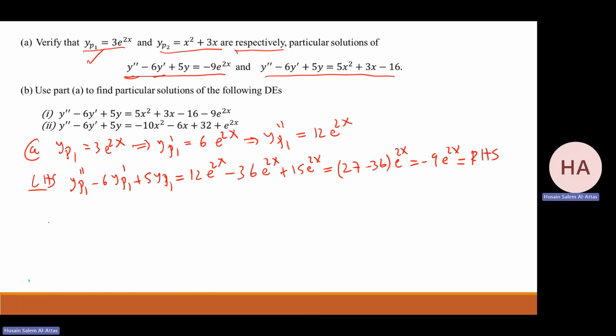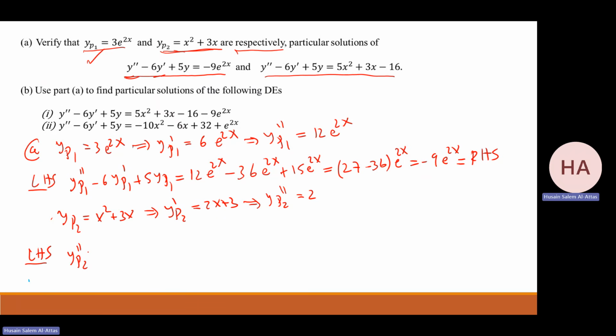Now I need to show for yp2. What is yp2? It's x squared plus 3x. So what is yp2 prime? 2x plus 3. What is yp2 double prime? That would be 2.